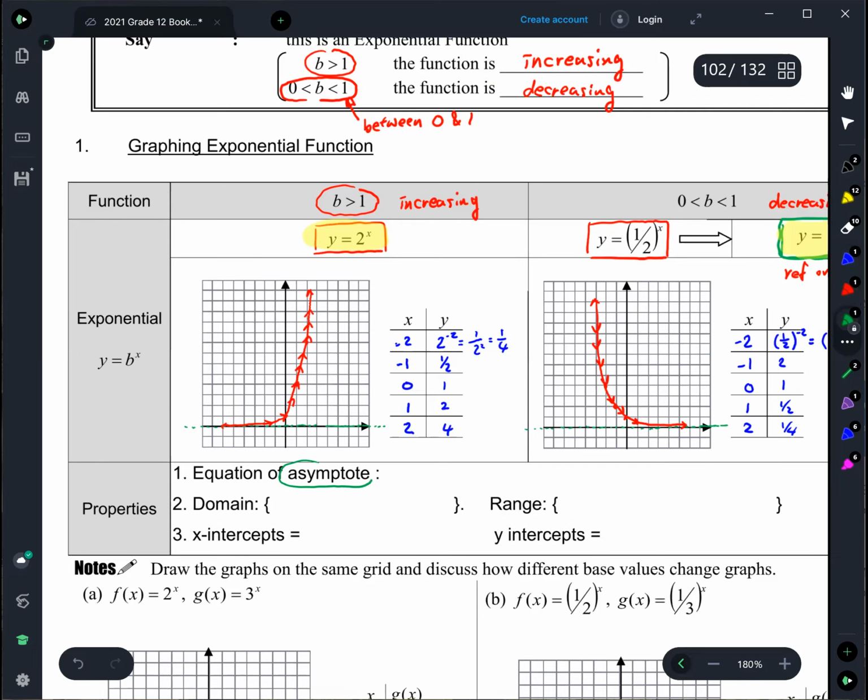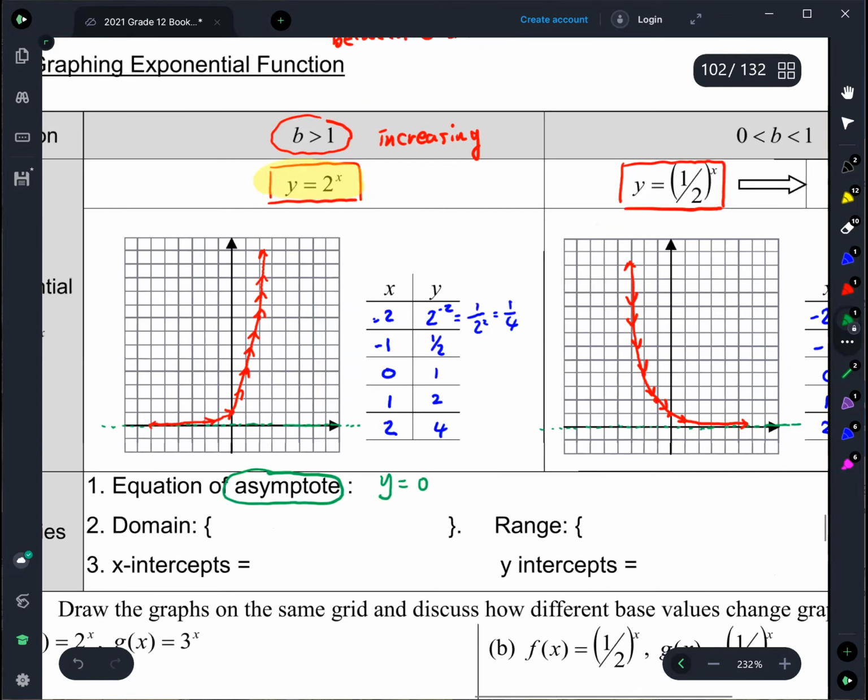Asymptote line, right over here. The asymptote line is the green line. It's the x-axis. Any point you pick on there, the y has to be 0. So we call this equation y equal to 0.